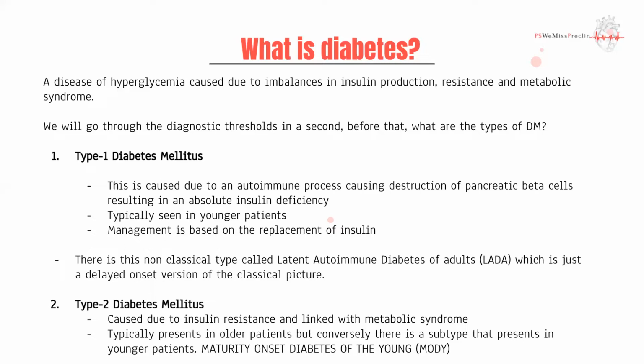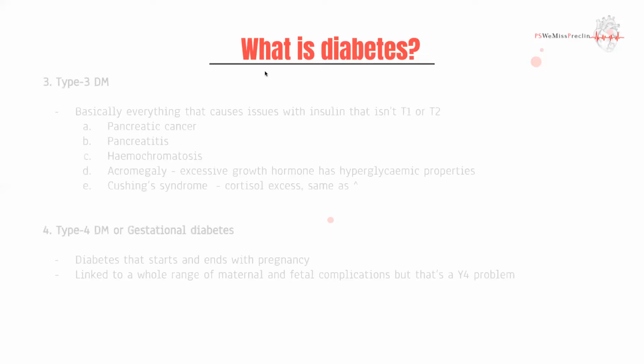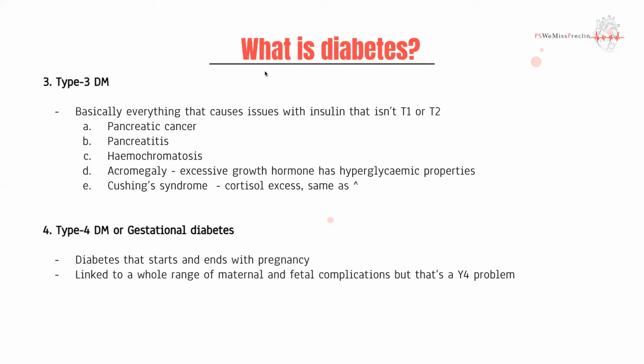But much like with LADA, we have an unorthodox subtype, and that's called MODY, or maturity onset diabetes of the young. And it works on the exact same principle, that they just have a higher genetic predisposition for developing that resistance earlier on. Next, we have type 3 diabetes, and this is probably something that might be new to you.